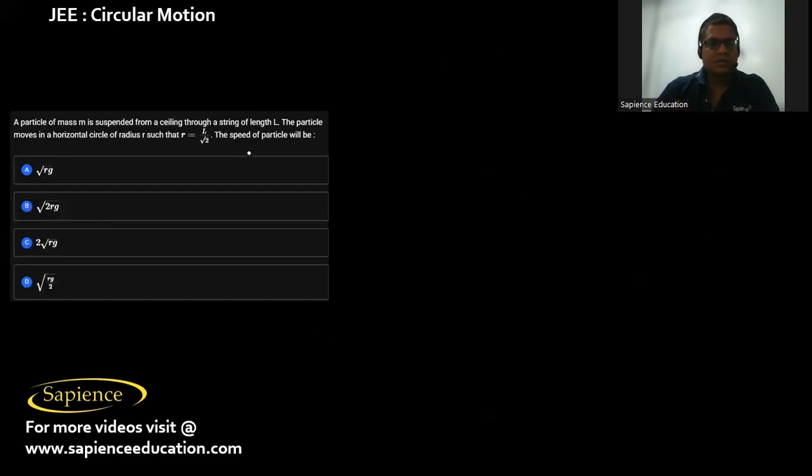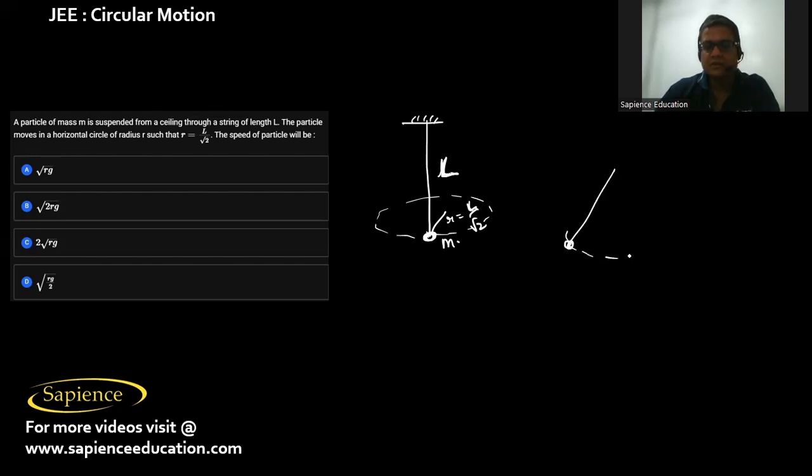Then here it is told a particle of mass m is suspended from a ceiling through a string of length L. The particle moves in a horizontal circle of radius L by root 2. The speed of the particle will be, so it is moving in a horizontal circle like this. Its radius is r, its length is L, r is equal to L by root 2.